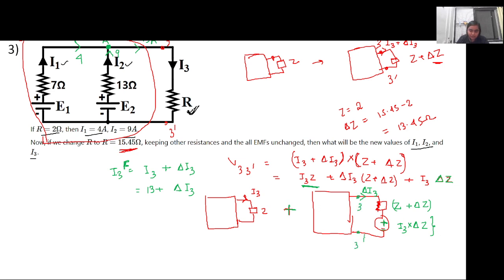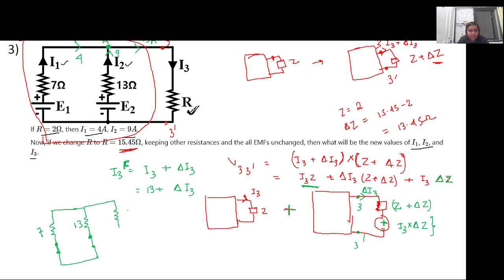Across this circuit, let us draw the new circuit. When we are to find del I3, the rest of the circuit parameters we replace by their internal resistances. So this 7 ohm resistance will remain as it is. This 13 ohm resistance will remain as it is. The voltage sources will be short circuited, because in the superposition theorem, when we take one source at a time, the rest of the sources are replaced by their internal resistance. So E1 and E2 we are short circuiting.